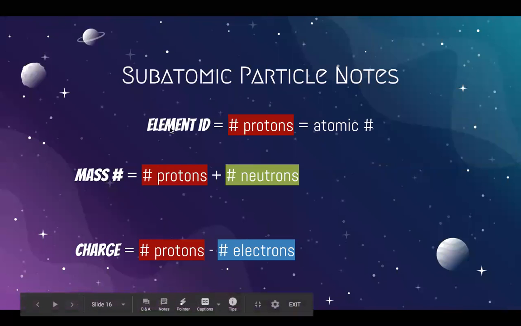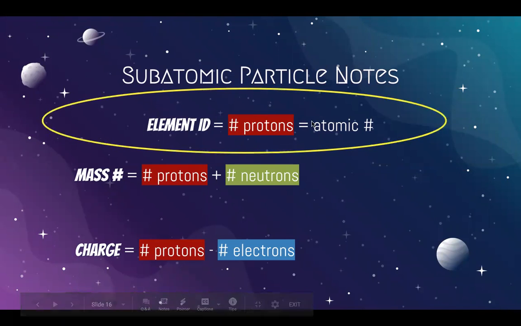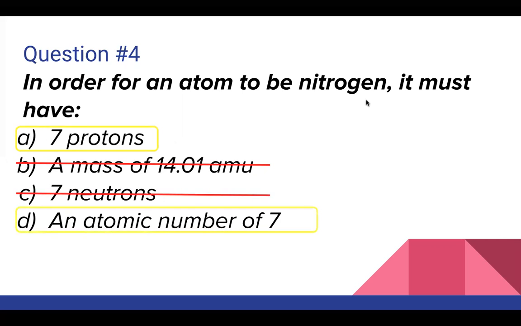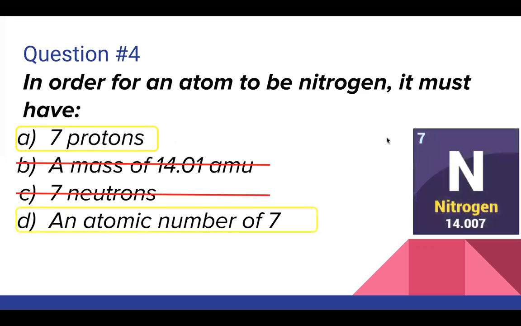So remember, the identity of an element is determined by the number of protons. That is what gives the atomic number. So 7 protons, yes. The mass, no. Is it having 7 neutrons? No. Is it having an atomic number of 7 that makes something nitrogen? Yes. So if you have 7 protons, you are nitrogen. And that is indeed what it says on the periodic table, and what we find in nature, of course.